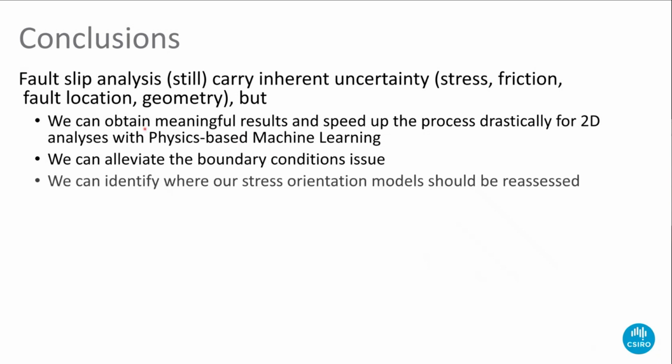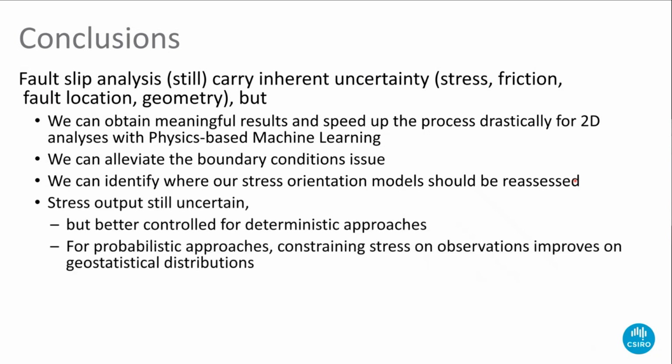Click somewhere. We can identify where the stress orientation models should be reassessed, like the Northern Territory. This is also another important aspect of it, because everybody knows that it's imperfect. The real question is, where should we look? And that we can answer with this kind of approach. And even if it's still uncertain, it's a lot better controlled than deterministic approaches or any other available method.